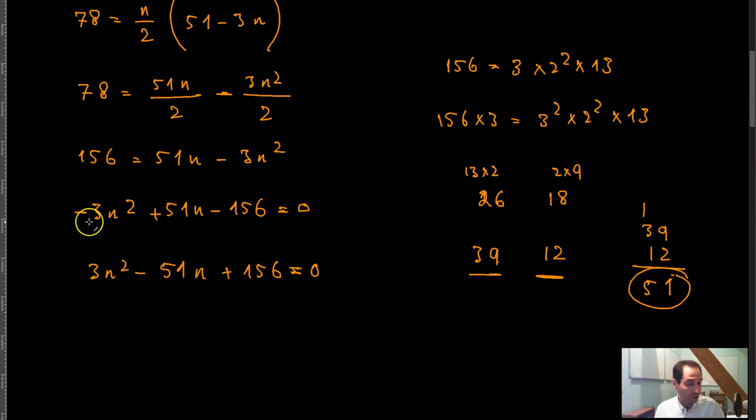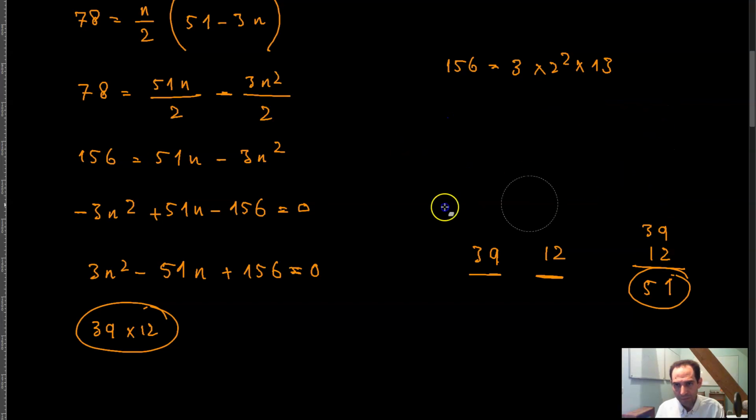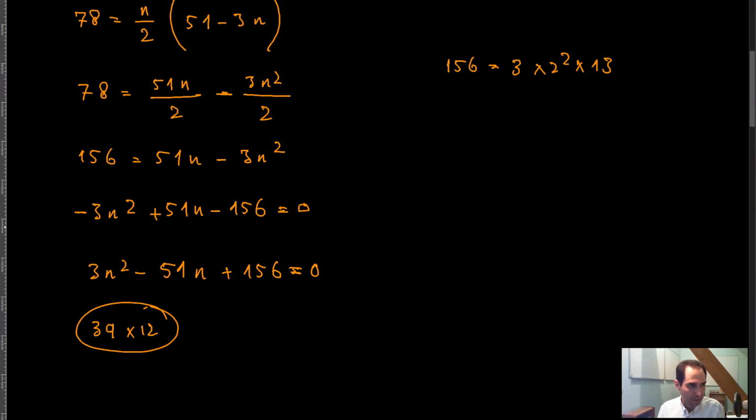So in case you got confused here, the way that you can solve this equation is, of course, the numbers are too large and it's not easy to get them. So what you can do is, let me write the numbers over here, 13, 39, and 12, right? In order to solve this equation, you need to take the product of the coefficient of n squared and the constant. So that's 3 times 156.